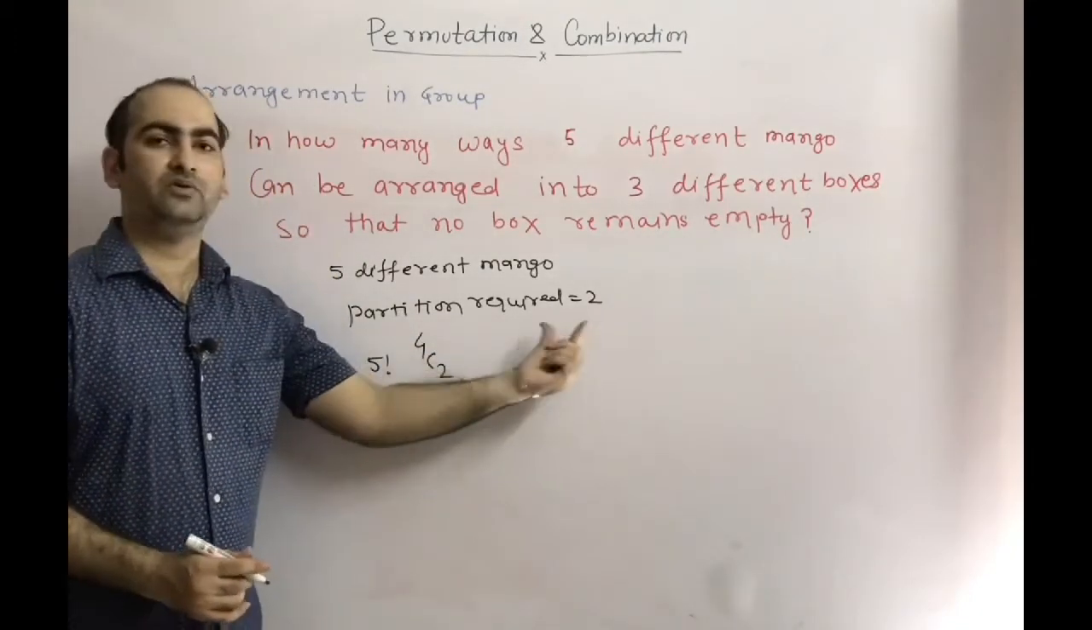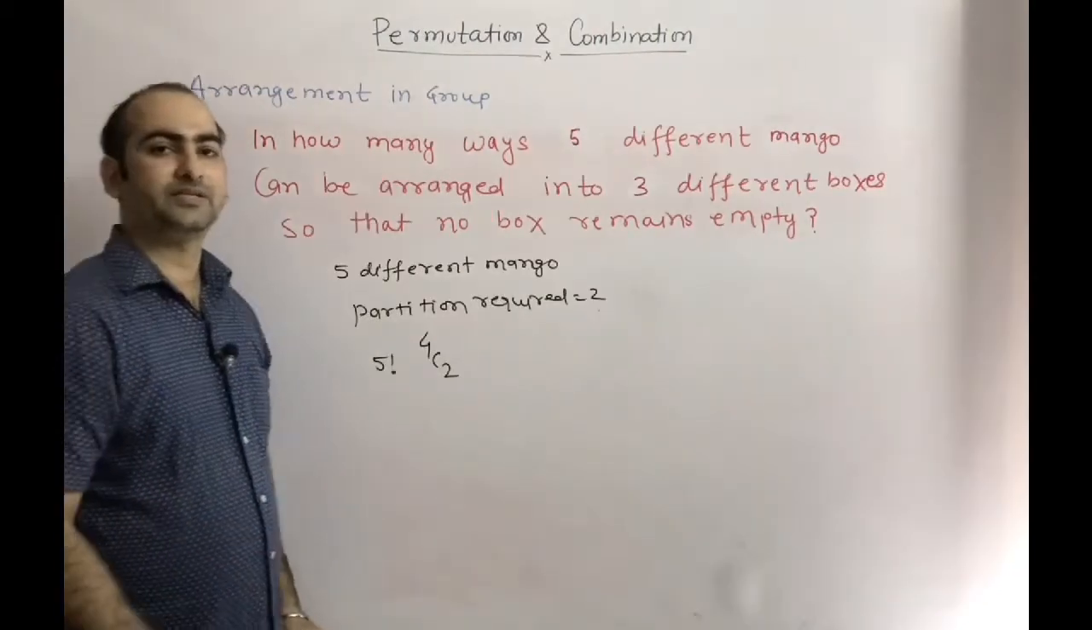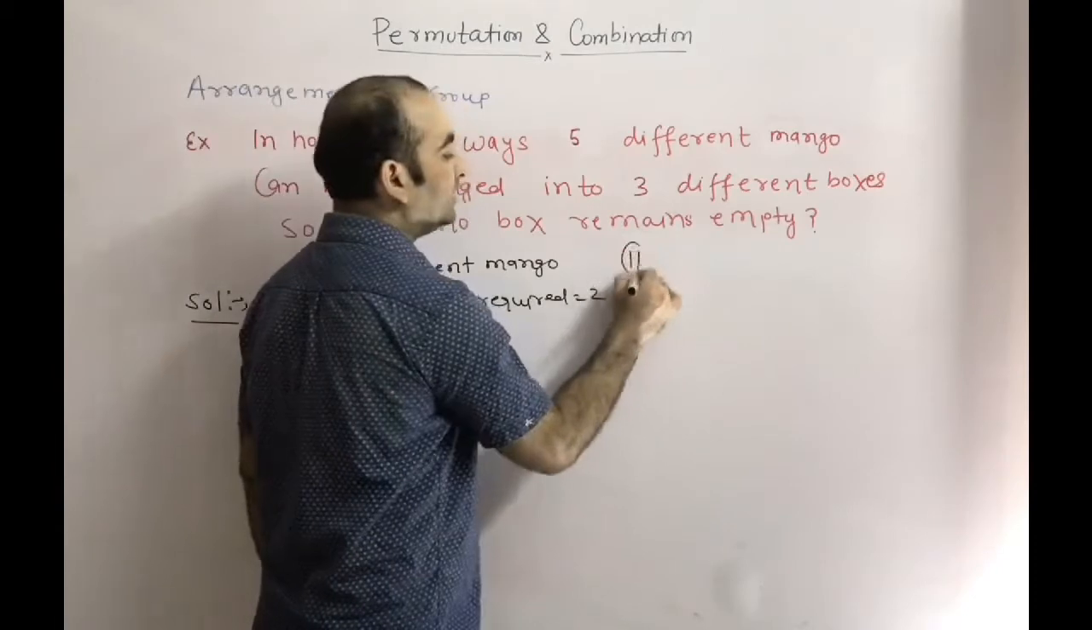The arrangement of partitions is 2 factorial divided by 2 factorial, that is one way. So what is the answer? 5 factorial into 4C2. Now we are discussing the second method. The second method is by grouping.